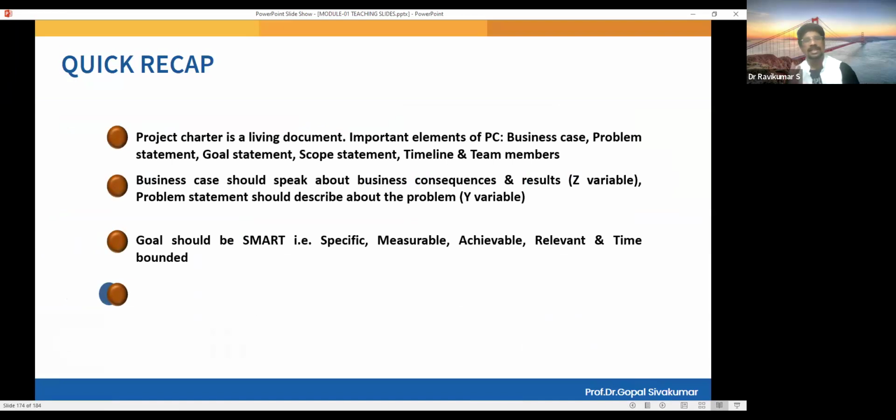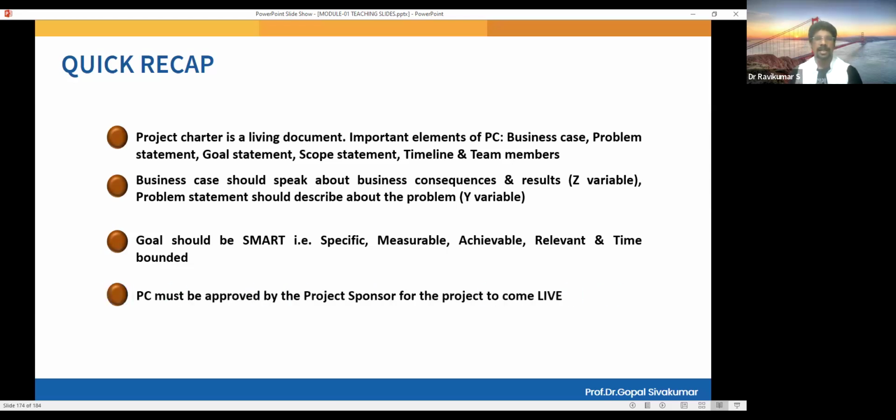Okay, so the project charter has 6 elements, starting with business case, problem statement, scope statement, goal statement, timeline, followed by team members. So you must be very clear in this project charter, because it must be properly approved by the top management, signed and authorized. Then only you have the permission to progress in the project. So ensure everything is explained clearly, including the scope, goal statement, business case. Then only you won't have any problems while the project is in progress.